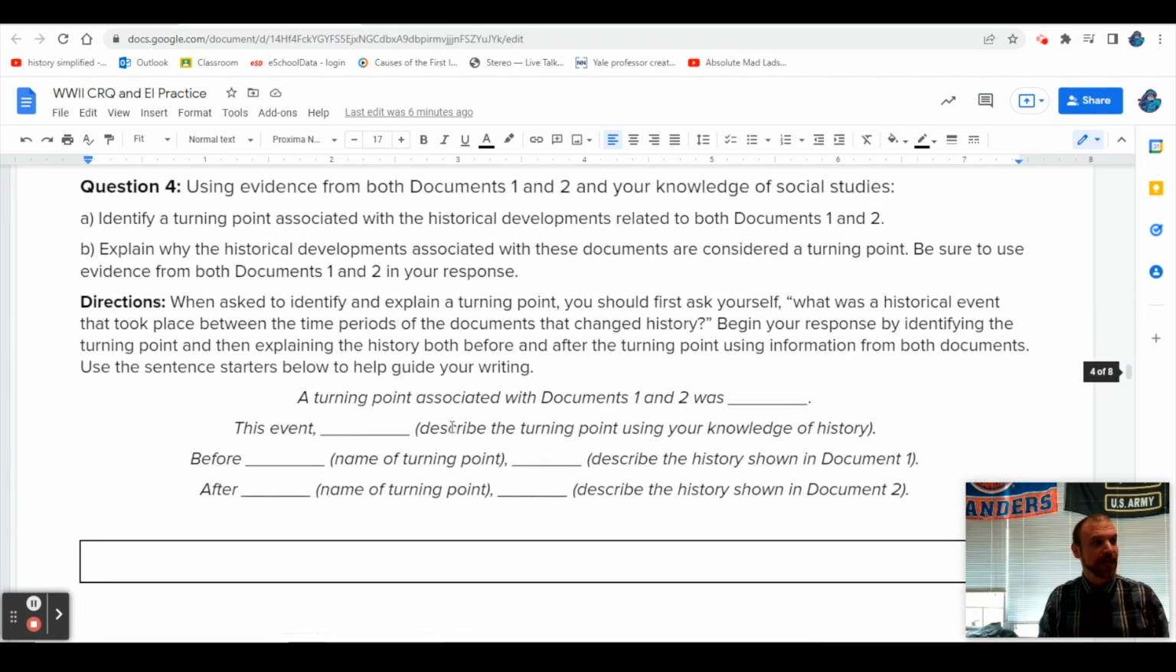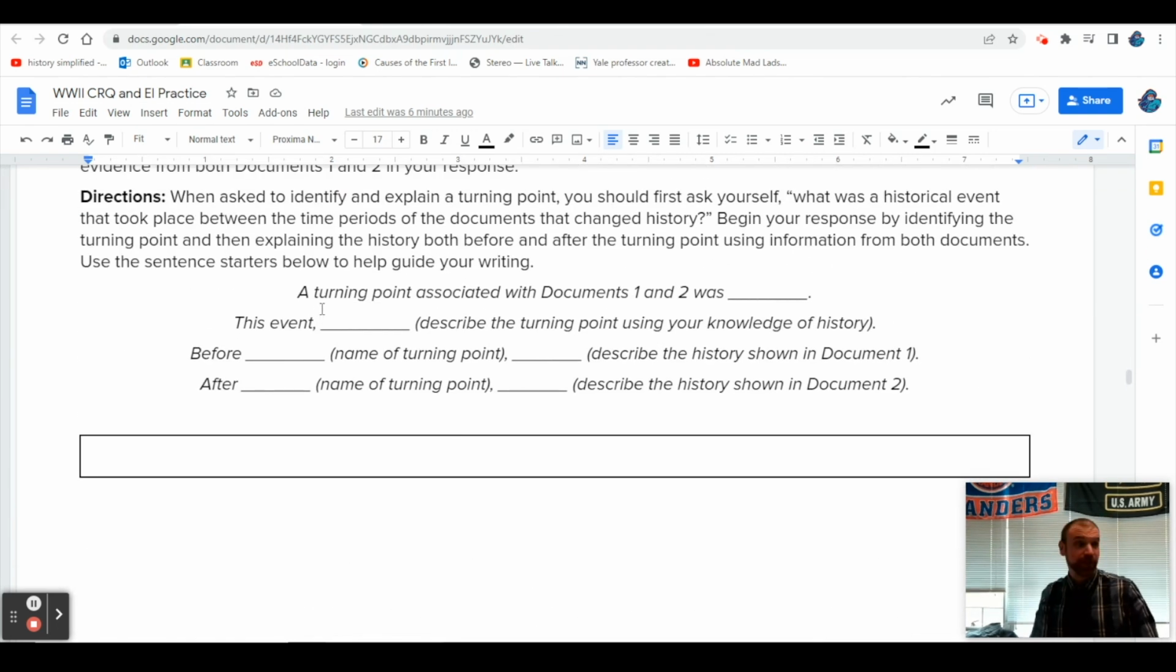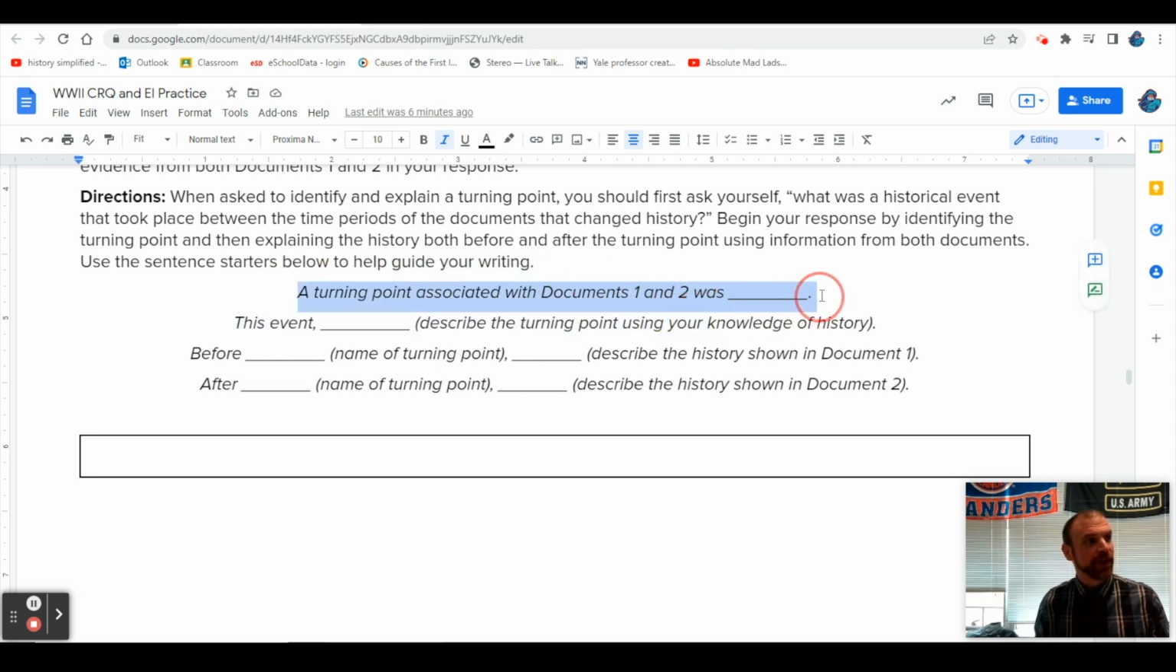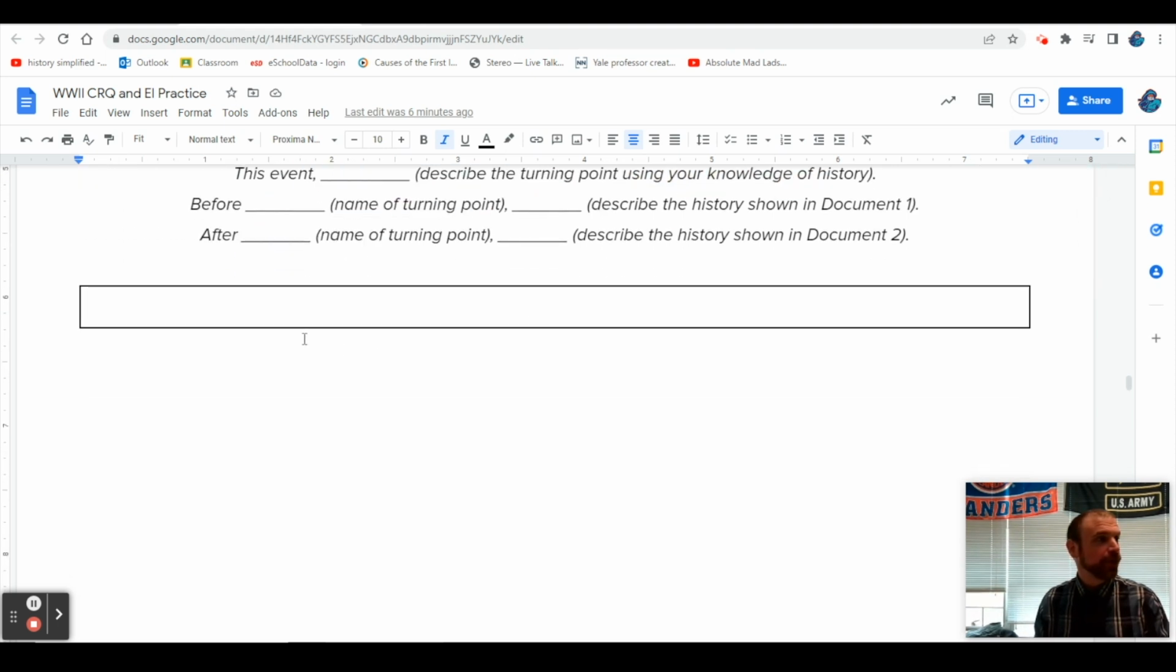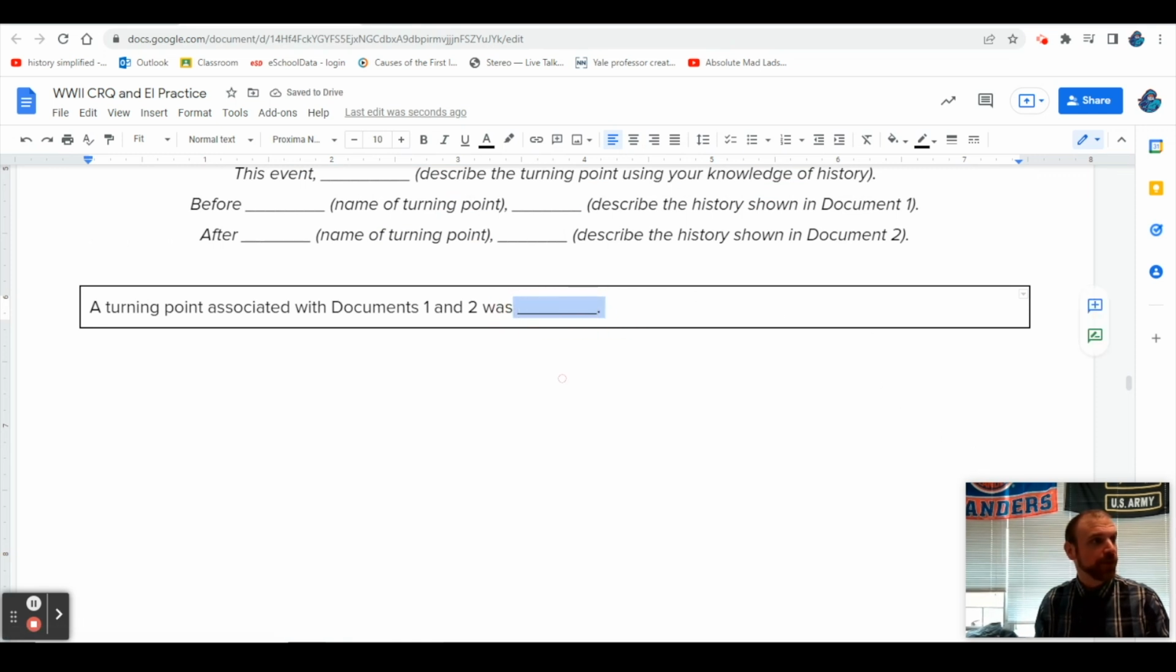So the first thing we're going to do, I gave you the 3-step process, really 4-step process. Define or identify the turning point, describe what happened in that event, and then tell the history before and after, right? Because you really can't demonstrate a turning point unless you explain or show change over time. So I'm going to say a turning point associated with documents 1 and 2 was, and we'll do the Pearl Harbor one. A turning point associated with documents 1 and 2 was that Japan attacked Pearl Harbor.